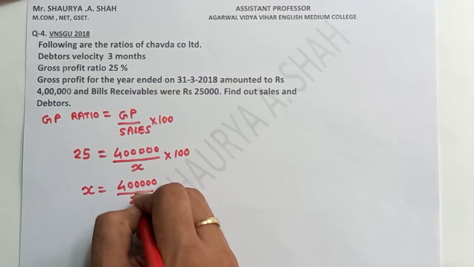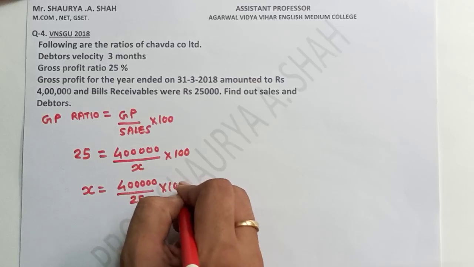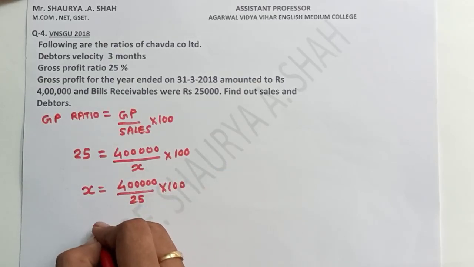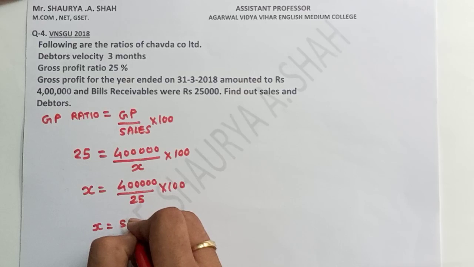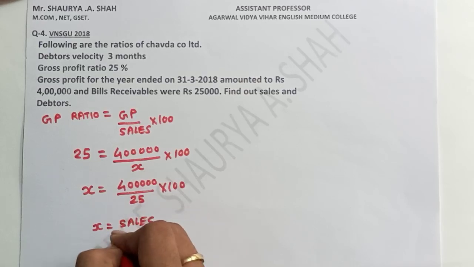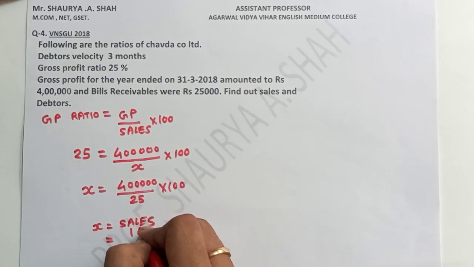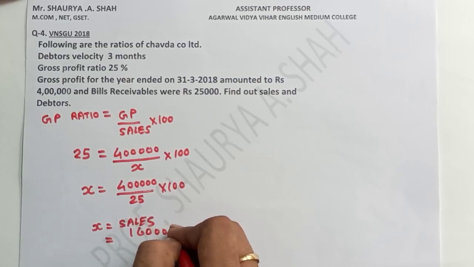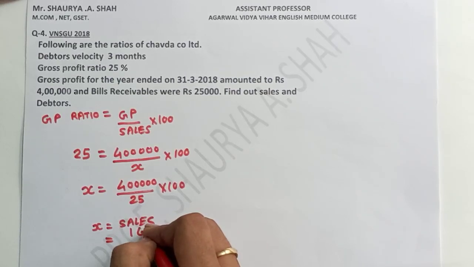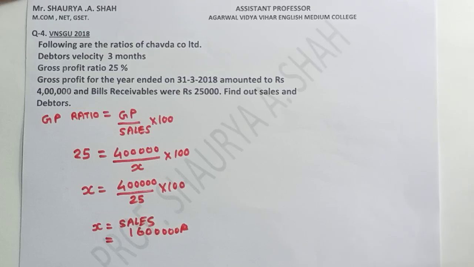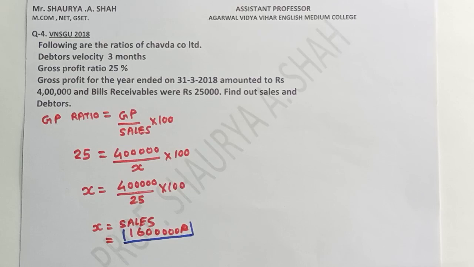upon 25 into 100. So I'll get the answer of my X is equals to sales is equals to 16 lakh rupees. So the answer of my sales is 16 lakh rupees. I hope it is clear to each and every student. Fine. So in the very first step, I have got the answer of the sales. Now what other information is given in the sum?